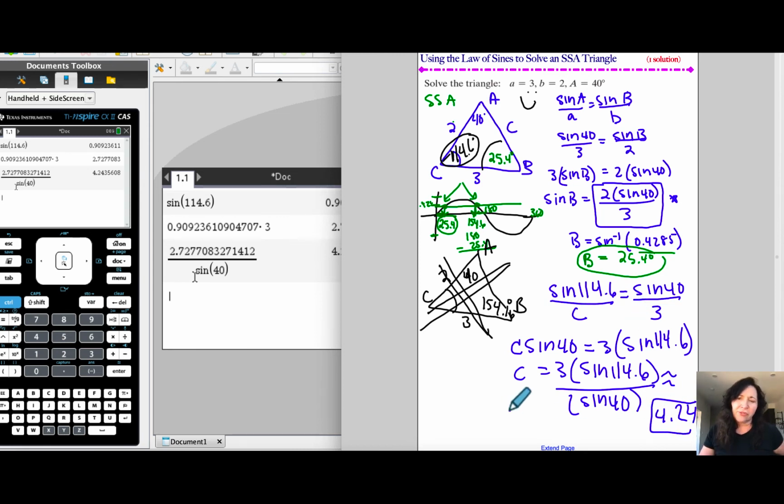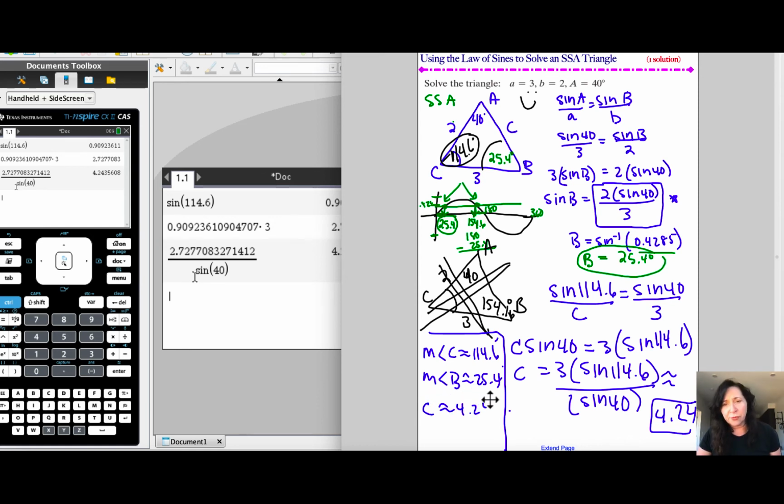Since we're rounding our sides to the nearest hundredth, make a little box and make sure you put all your values in. So you're going to put the measure of angle C, which is about 114.6. We also found the measure of angle B, and that was about 25.4 degrees. These are both degrees. And then we found little c. The measure of little c is approximately 4.24.